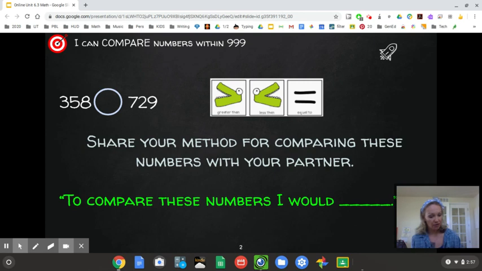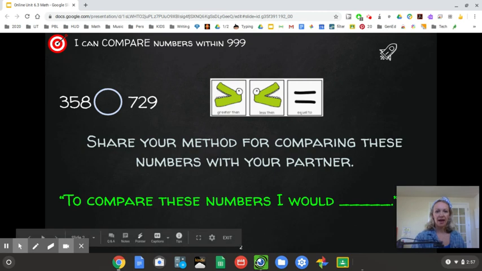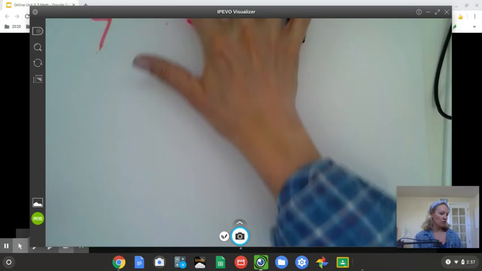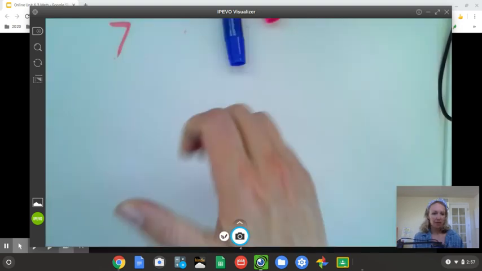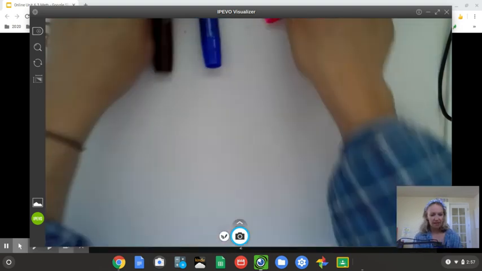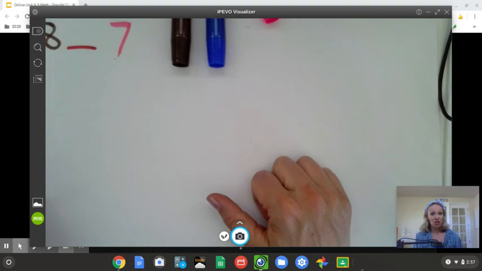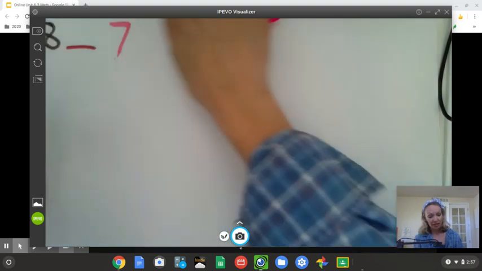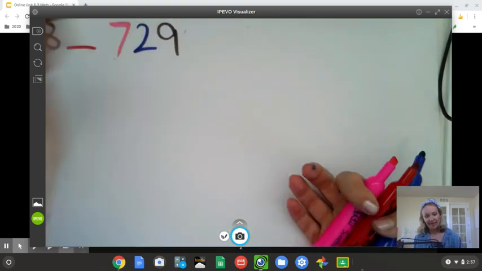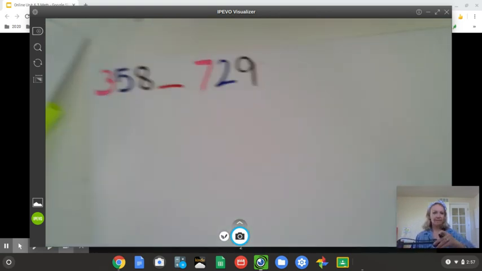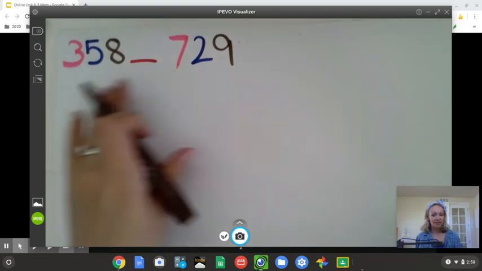So now you have 358 and 729. Let's take a look at how you are going to compare those numbers. You have 358, and I'm going to use the same colors that I've been using just so it's consistent. I have to determine which number is bigger. So I have 729. All right, 358 and 729.